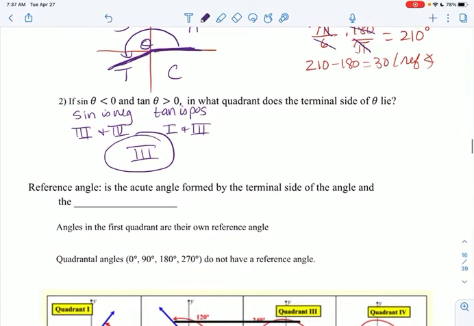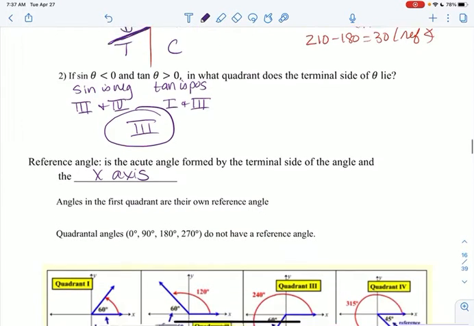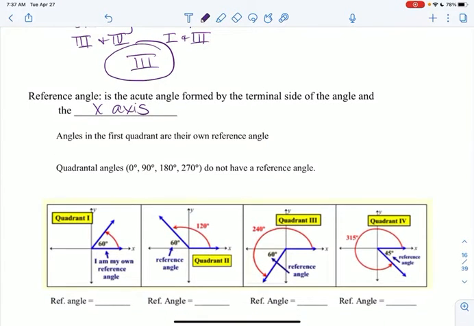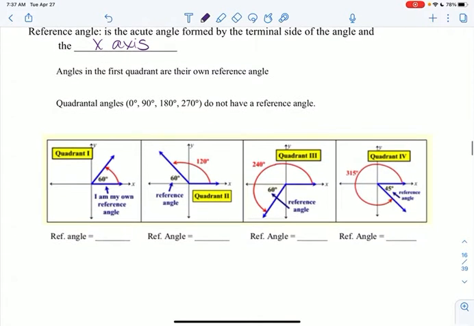A reference angle is the acute angle formed by the terminal side of the angle and the x-axis. Angles in the first quadrant are their own reference angle. Quadrantal angles are 0, 90, 180, 270. They do not have a reference angle because they are either on the x or y axis. So quadrant 1, 60 degrees, I have my own reference angle. So this is just a little picture. Quadrant 2, 120 degrees, also has a reference angle of 60.